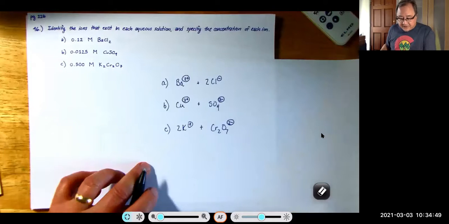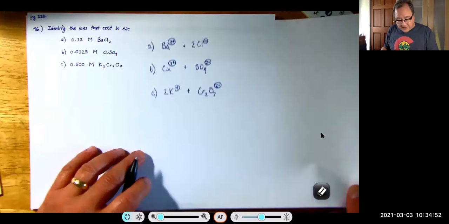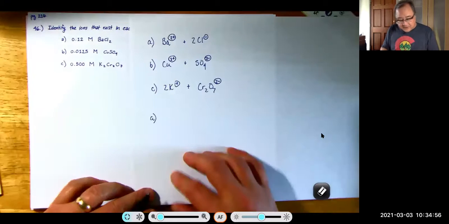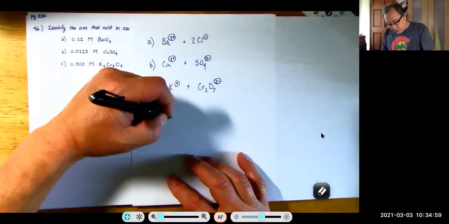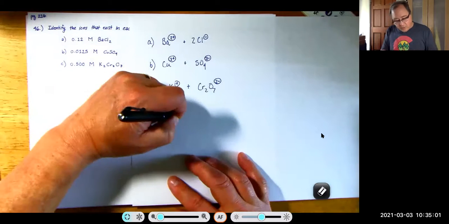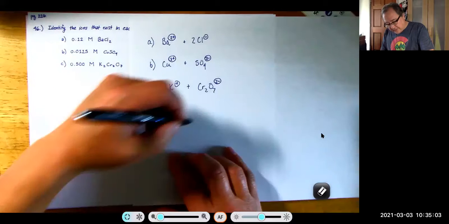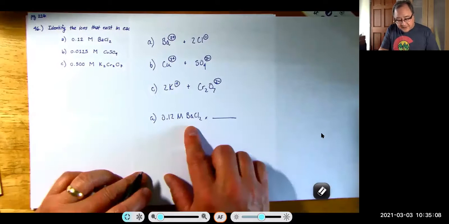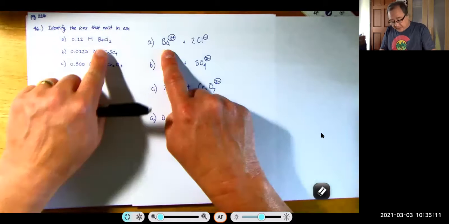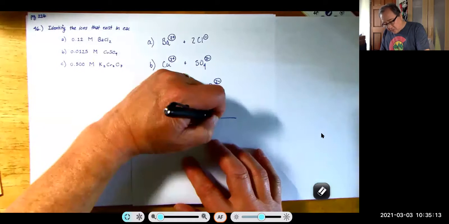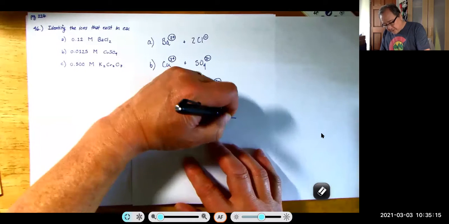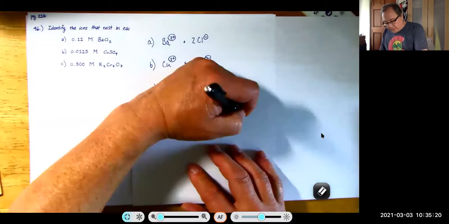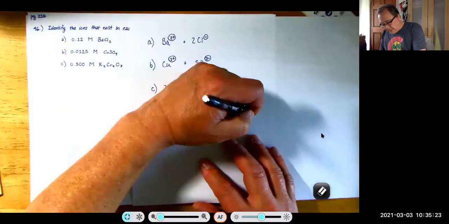Now, it says specify the concentration of each ion. So I'm going to do a little more work down here for A. To get the concentration of the barium ion, I just showed you a little shortcut. We can take the 0.12 molar barium chloride. And since the concentration of the barium is the same as the concentration of the barium chloride, we could put 1 molar barium per 1 molar barium chloride. And therefore we get 0.12 molar barium ion.